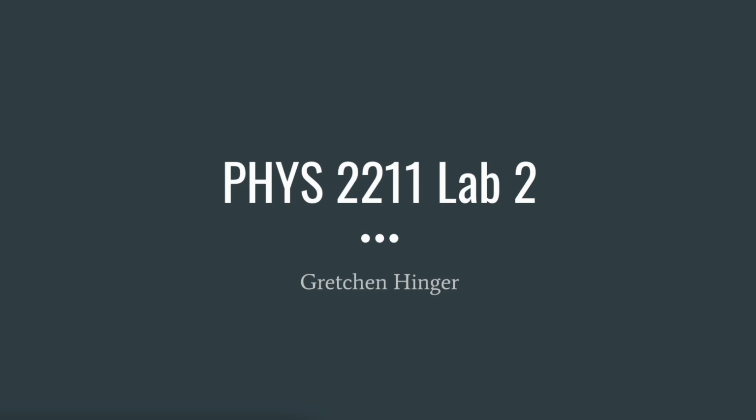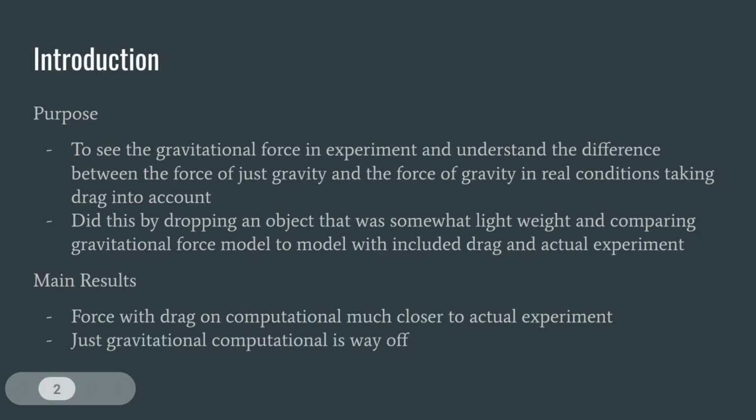Hi, I'm Gretchen, and this is my Physics 2211 Lab 2 on motion of a falling object. The purpose of this is to compare gravitational force alone to gravitational force and drag on the same computational model, also compared to the force seen in the actual experiment. We did this by dropping a somewhat lightweight object, less than a rock, and comparing that to the model that included drag and the model with just the gravitational force by itself.